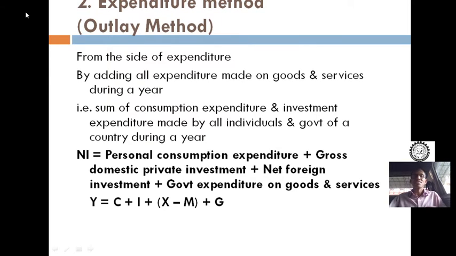Broadly, we can say that national income is equal to personal consumption expenditure plus gross domestic private investment plus net foreign investment plus government expenditure on goods and services. Mathematically, national income Y equals C plus I plus (X minus M) plus G. That is, national income is equal to consumption expenditure plus investment expenditure plus foreign expenditure plus government expenditure.